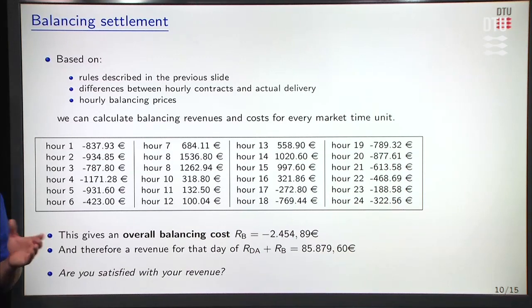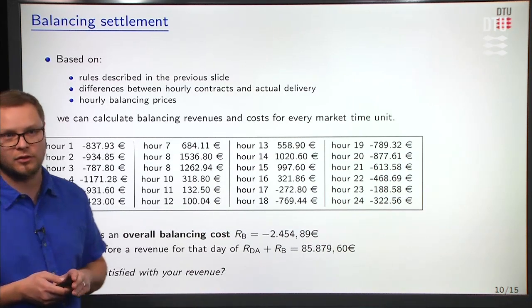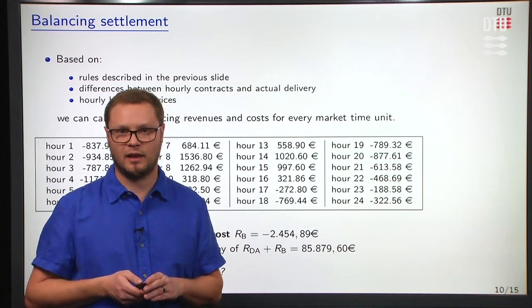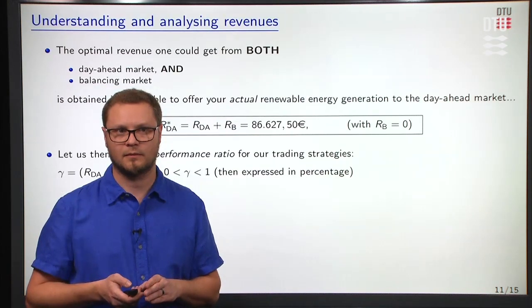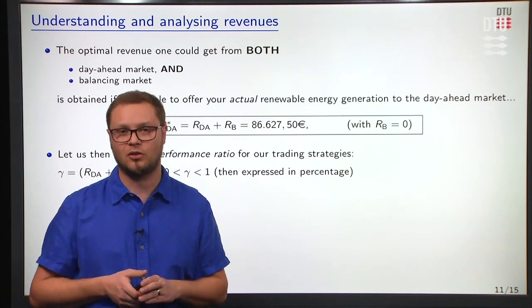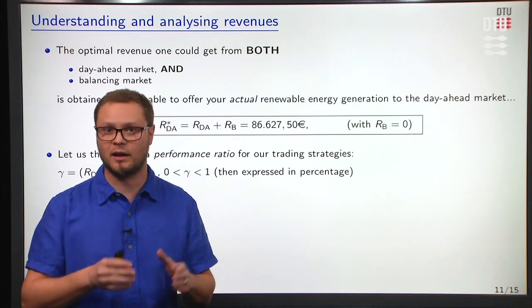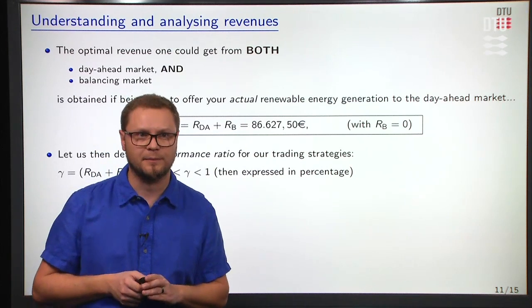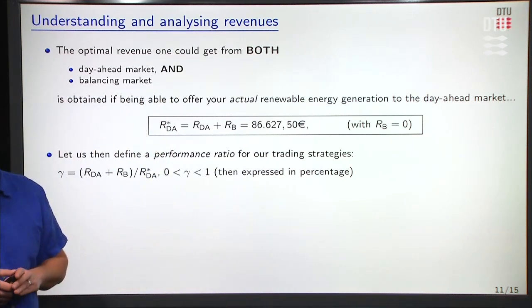Therefore, if we look at the two stages together, the day-ahead revenue and the balancing revenue add up to 85,879 euro and 60 cents. Are you satisfied with this revenue? Think about it. We need, for that, to have a critical eye on the revenues we are getting from the day-ahead market and the balancing market. We need to combine those.